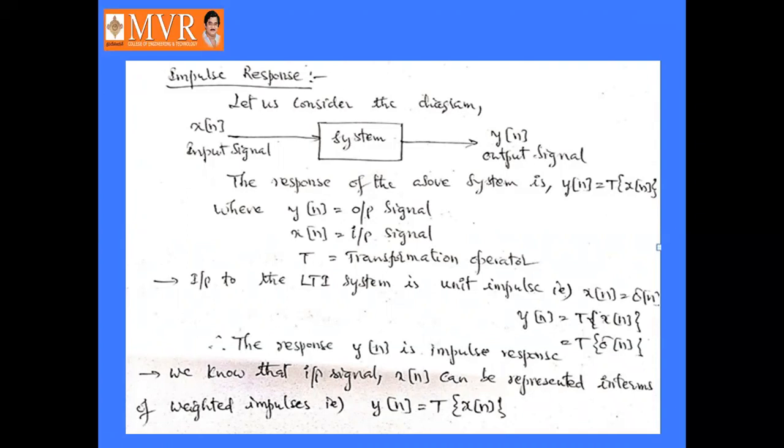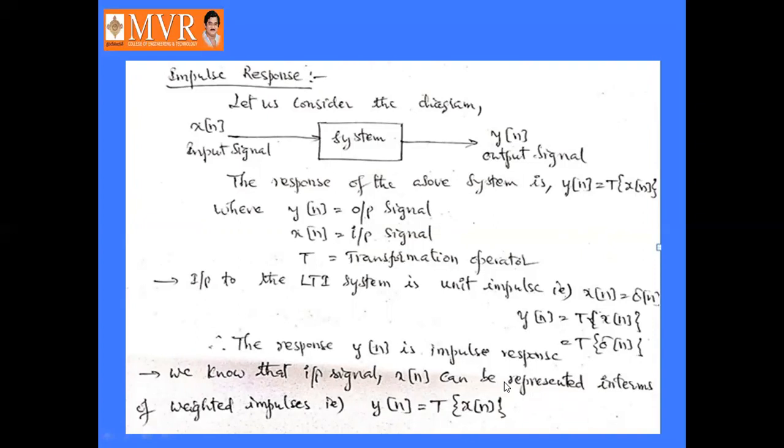Unit impulse function is nothing but at n equal to 0 or at t equal to 0 it exists. Its value is 1. Impulse function is defined as delta t equal to 1 at t equal to 0, or delta n equal to 1 at n equal to 0, right? So if the input to the LTI system is unit impulse, then x of n is delta of n. Then y of n is nothing but transformation of x of n, that is transformation of delta of n. So the response y of n is the impulse response.